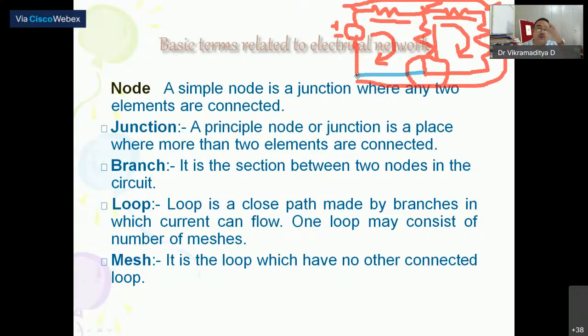Okay, now what is the beauty of this loop? The beauty of this loop is that this contains this loop as well as this loop. So this is the third loop. It contains loop 1 as well as loop 2. Hence, loop 1 is a mesh also, loop 2 is a mesh also, but loop 3 is not a mesh. It is simply a loop. So from this example, it is very clear what is the difference between loop and mesh.